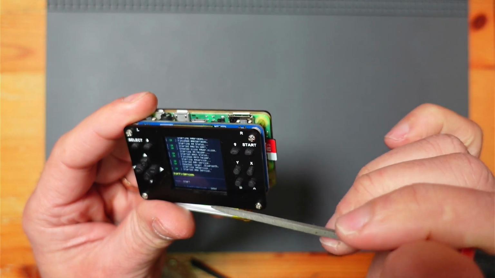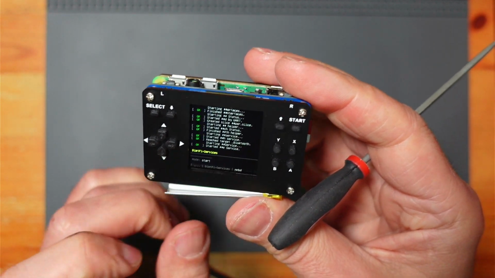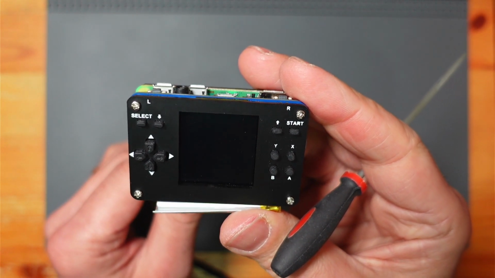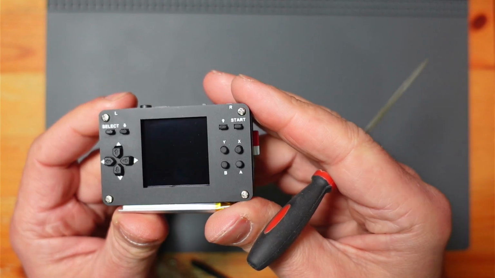I might as well keep yakking while it's booting. That shows you how long. This is the alternate, this is the Diet Pi version. They both boot up really, really slowly.